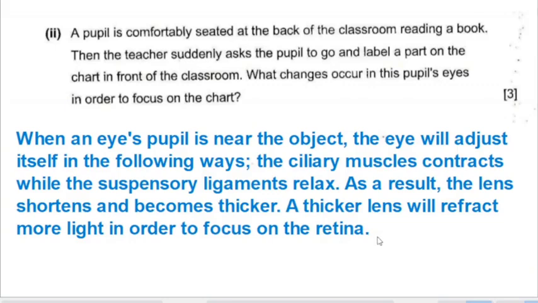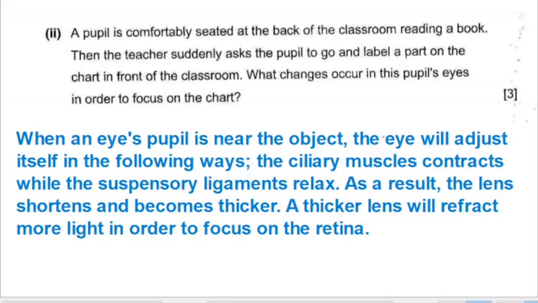So this is what is going to happen when this pupil goes in front of the class to view the chart. If they ask you to explain what changes would occur in the pupil's eyes if this pupil is viewing the chart on a distant object, it is just the opposite of what you have said. So we have answered this question.